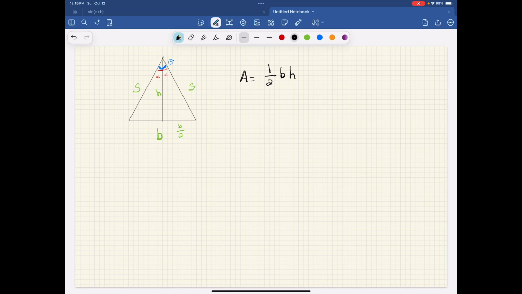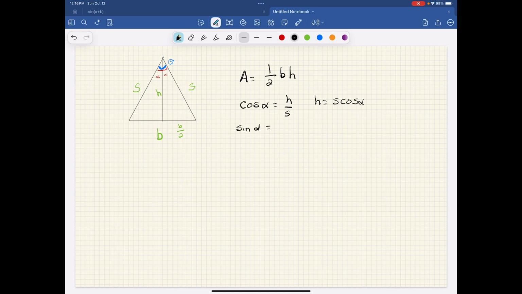Now we're going to ask the question, what is the cosine of the angle alpha equal to? Well, in that half triangle on the right, let's say, the cosine is going to equal the adjacent side over the hypotenuse, which is going to equal h over s, from which we see that h is going to equal s cosine alpha. Then we're going to ask, what does the sine alpha equal?